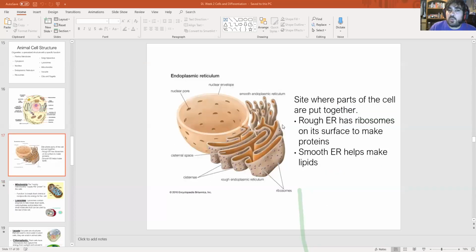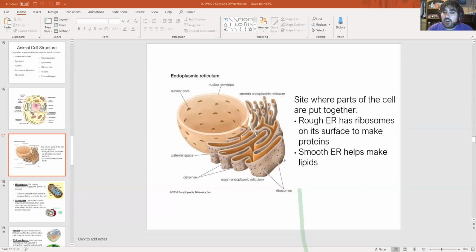ER is where everything's being put together. Your rough ER has ribosomes. If you remember, ribosomes is where protein synthesis finally happens, right? So you have the RNA coming over to the ribosomes and giving a code to the ribosome, where the tRNA comes and brings some amino acids, and then they start chaining them together, and then you've got a protein. That's what happens over at the rough ER.